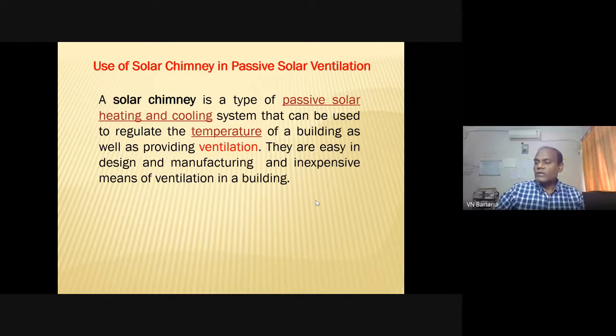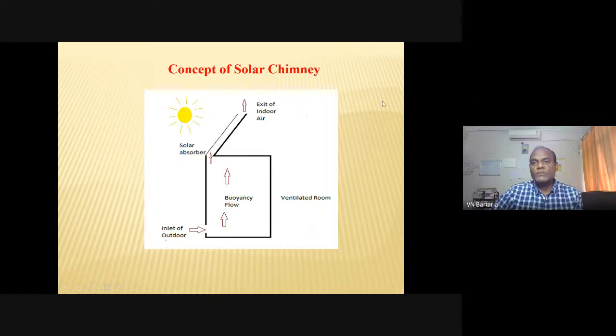So with the use of a solar chimney, we can get passive solar ventilation, apart from heating and cooling of air. We can get hot air in winters, and we can get the cooling effect in the summer season. Through this figure, I will show you how the solar chimney works and about its construction.